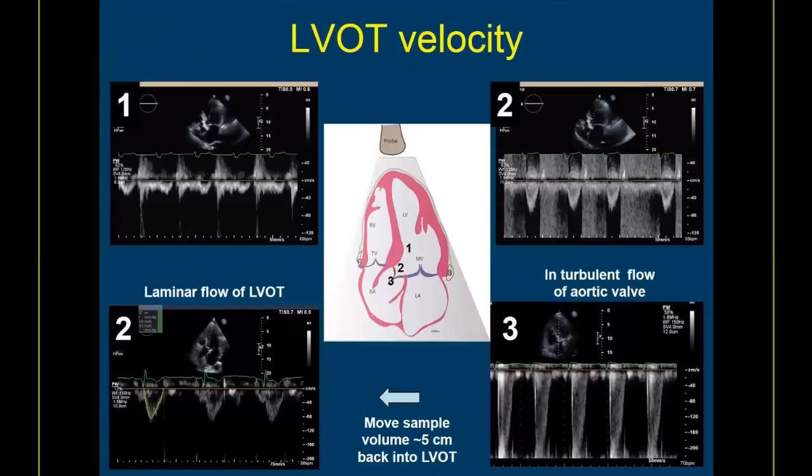And then for position two, you feel like this is right where your LVOT should be. You're starting to get that nice laminar pattern, a nicely formed TVI profile. And then you inch it down until you get that turbulent flow, which is shown in position three. At that point, you know you're in the accelerated flow stream of the peak AS velocity, either at the valve level or in the valve. Once you get that level, you take that sample volume about 5 centimeters back into the LVOT until you get that nice profile again. So that's one suggestion on how to obtain your LVOT velocity profile.